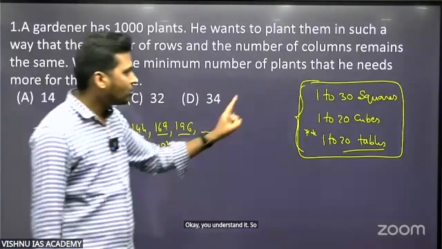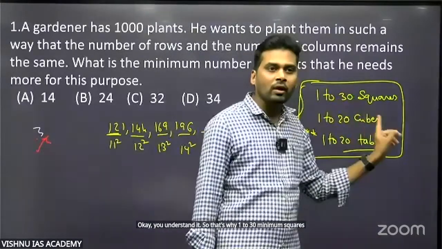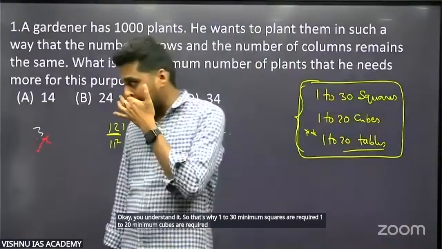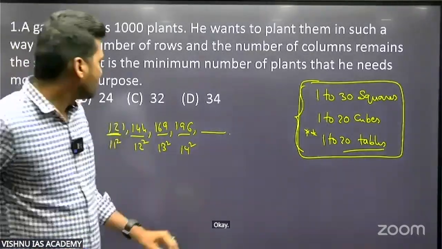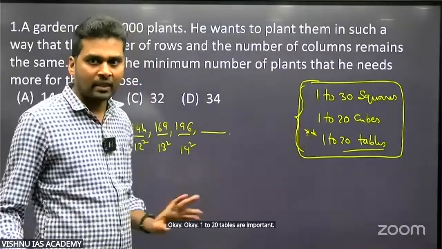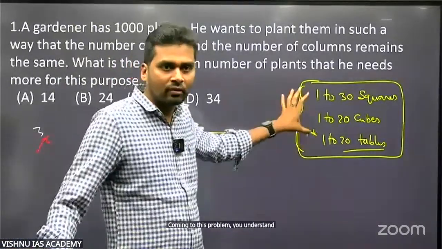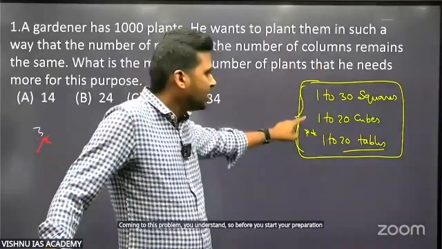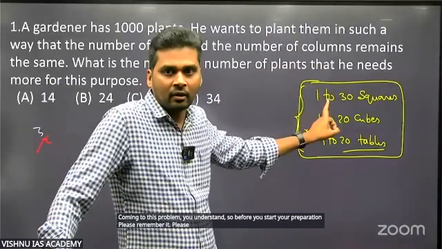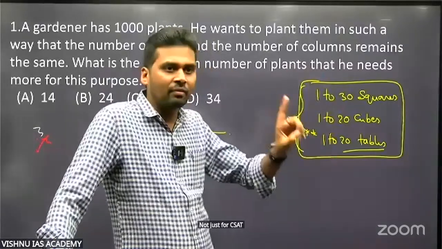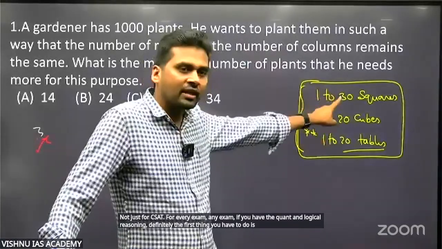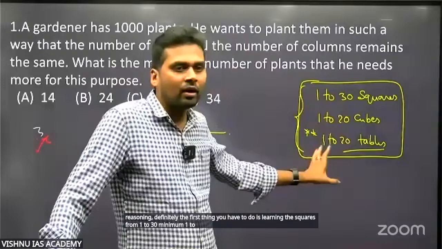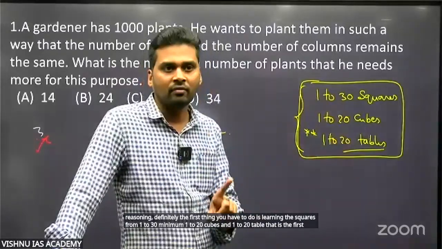So that's why squares from 1 to 30 minimum, cubes from 1 to 20 minimum, and tables from 1 to 20 are required. Tables from 1 to 20 are important. Coming to this problem, do you understand? Before you start your preparation, please remember it. Not just for CSAT, for any exam with quant and logical reasoning, the first thing you have to do is learn the squares from 1 to 30 minimum, cubes from 1 to 20, and tables from 1 to 20. That is the first requirement for your preparation.